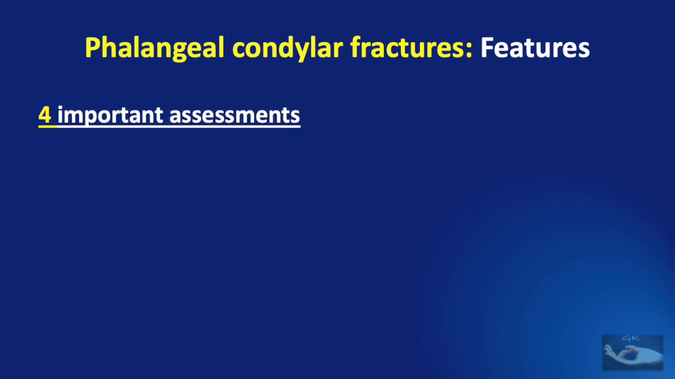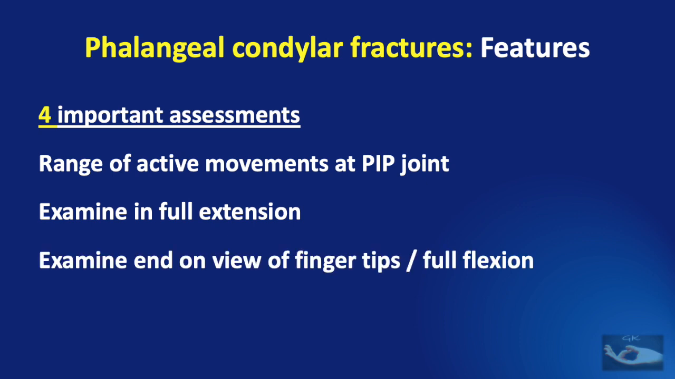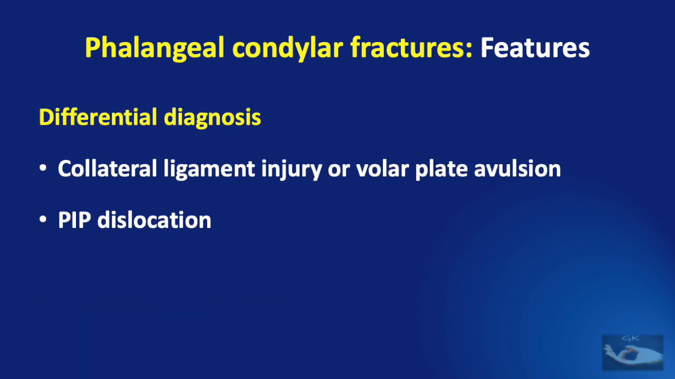So to remember easily, the 4 important assessments to be made in phalangeal condylar fractures are: assessment of the full range of active movements at the PIP joint, examination of the fingers in full extension, examination end-on view of the fingertips in full flexion, and a good X-ray evaluation. Almost similar clinical pattern can be noted in collateral ligament injury or volar plate avulsion, or in obvious PIP joint dislocation. A good X-ray, of course, will clinch the diagnosis.